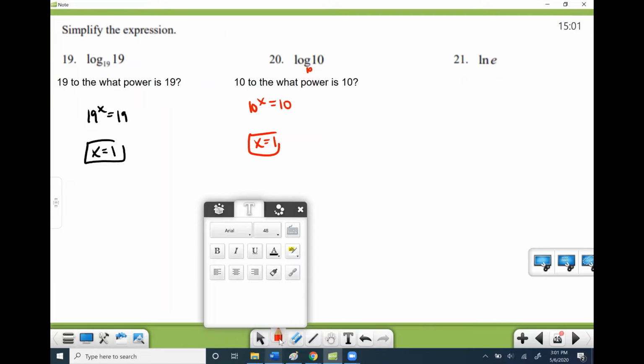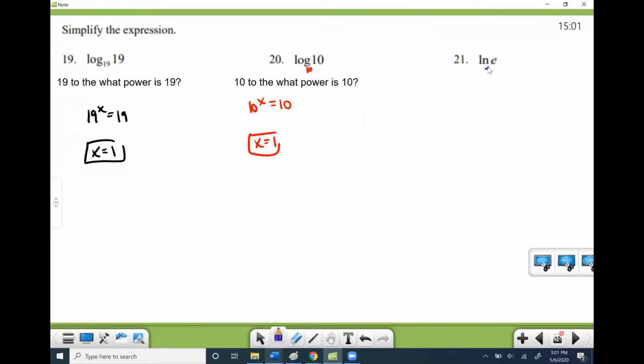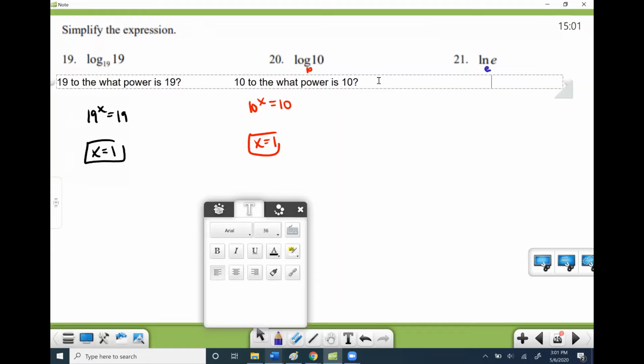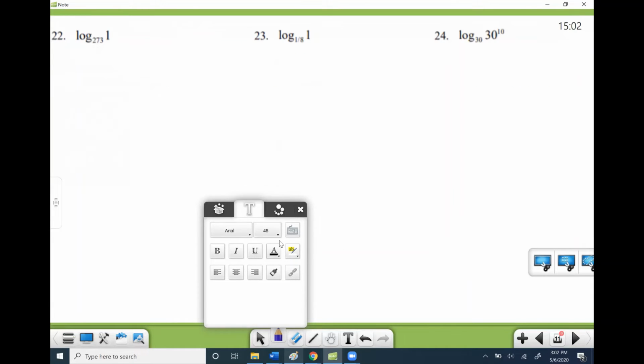All right. Same thing here. What's my base on this one? Yeah, natural log is base e. So the question here is e to the what power is e? And it's 1 again. Well, x would have to be 1. So the moral of the story here is if we see these matching, then we know that the answer is going to be 1. Let's try some more.